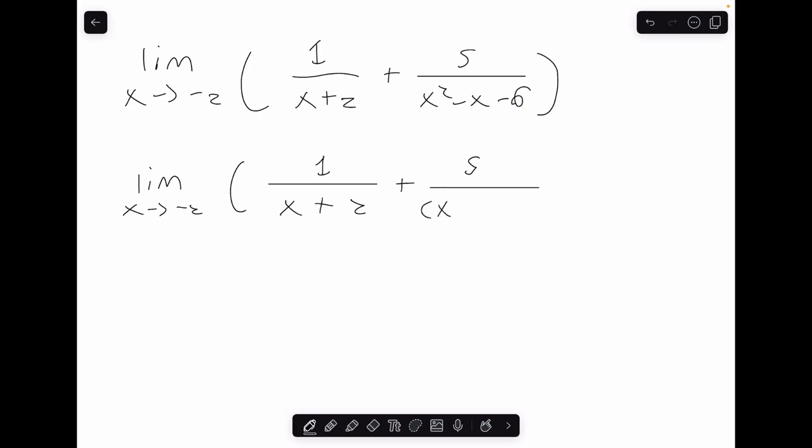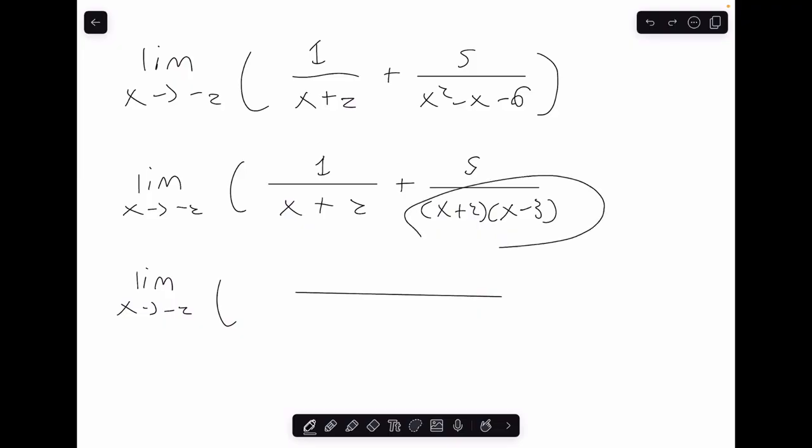So we have x plus 2 and x minus 3. Fairly easy. And now we can find a common denominator. So what are we missing between these two expressions? So x plus 2 and x minus 3 has it all. But x plus 2 is missing something. It's missing that x minus 3. So what do we do?